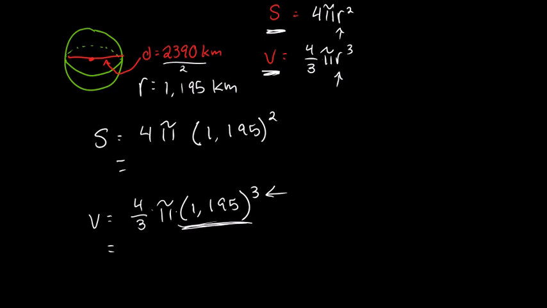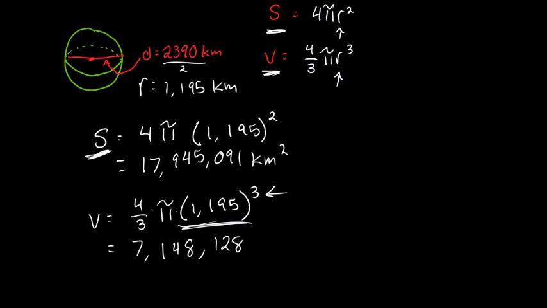And for these two values, you should end up with 17,945,091. This is area. Remember, surface area is going to be kilometers squared. And for volume, I should end up with 7,148,000. Oh, sorry, that was 7,148,128,073 kilometers cubed. So please remember your order of operations, PEMDAS. So my suggestion is dealing with your parentheses or your exponents here, your little group, and then dealing with multiplication afterwards.